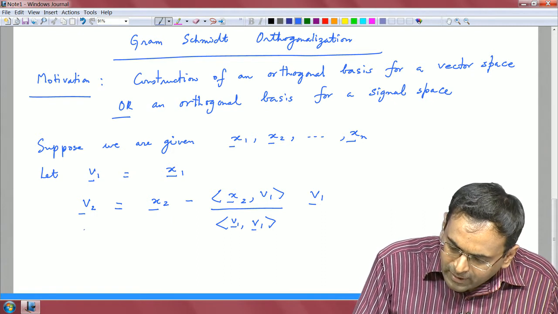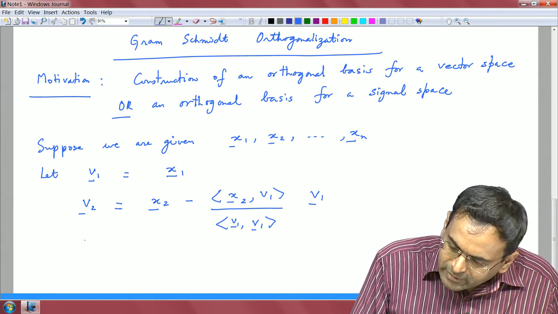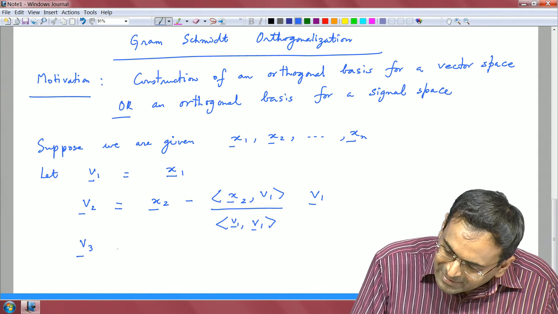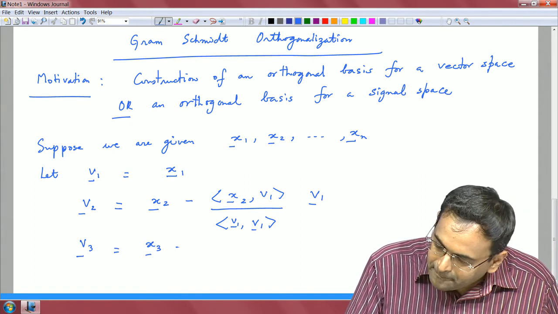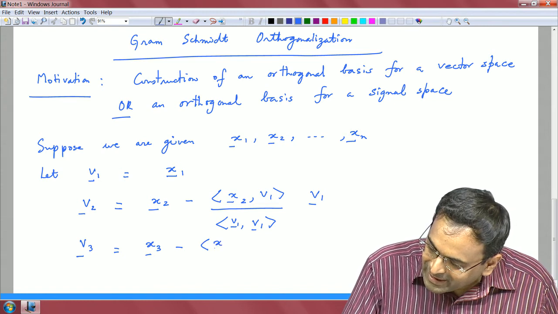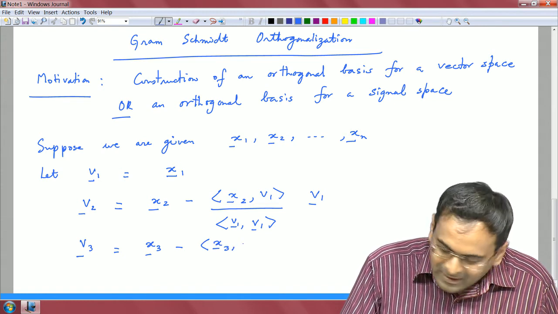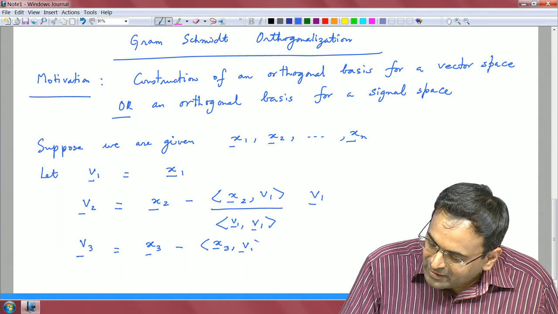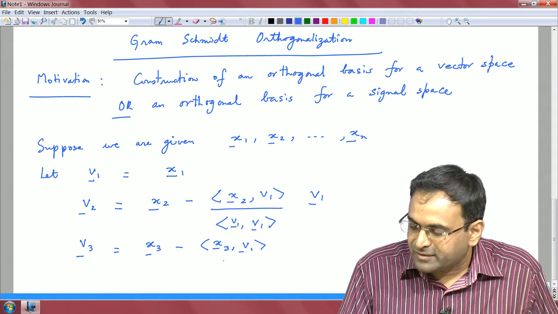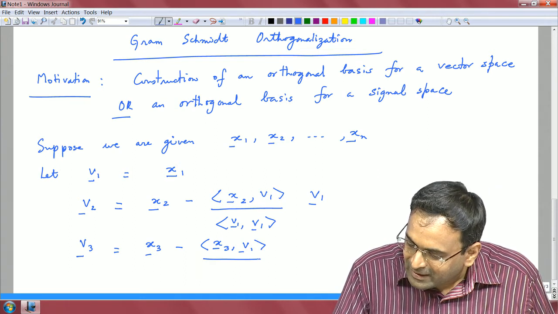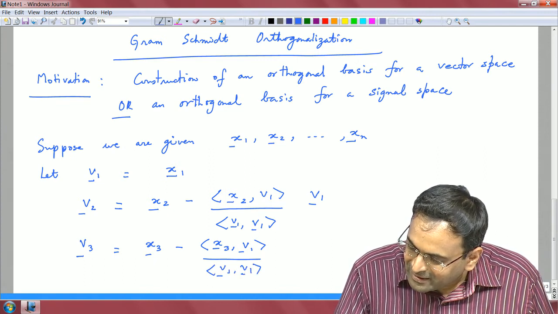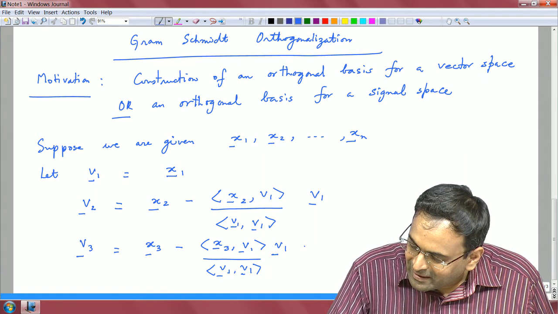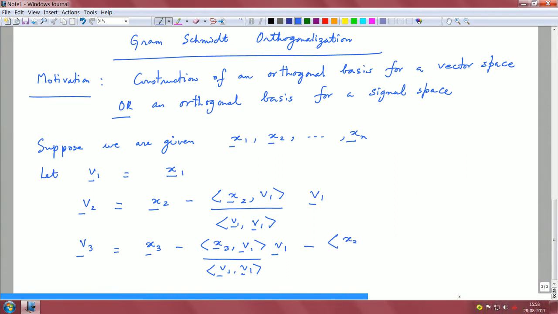Then I go with v3, this is x3 minus, take x3, take the inner product of x3 with v1 and remove that component, take x3 with v2.